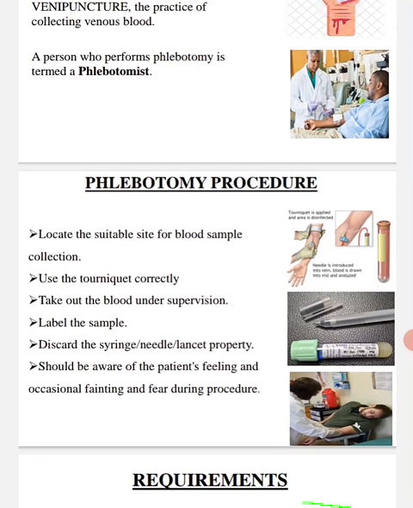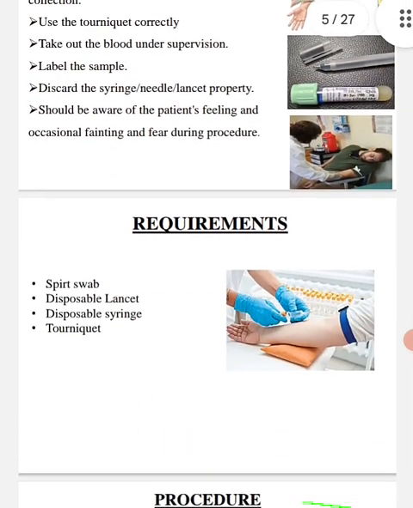Phlebotomy procedure. Locate the suitable site for blood sample collection. Use the tourniquet correctly. Take out the blood under supervision. Label the sample. Discard the syringe and needle properly. Be aware of the patient's feelings, and of occasional fainting and fear during the procedure. Requirements: spirit swab, disposable lancet, disposable syringe, tourniquet.